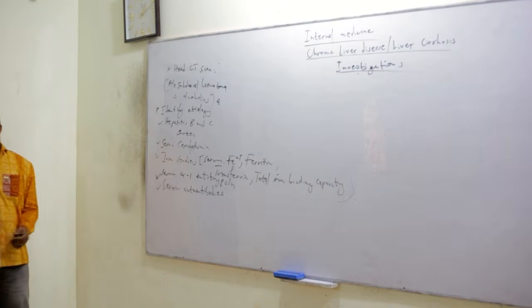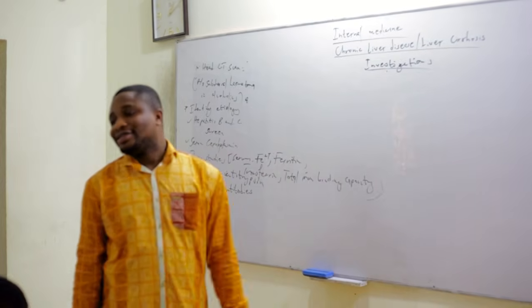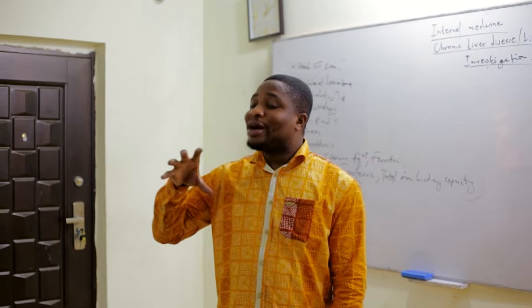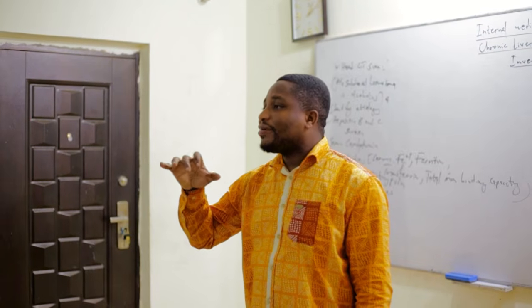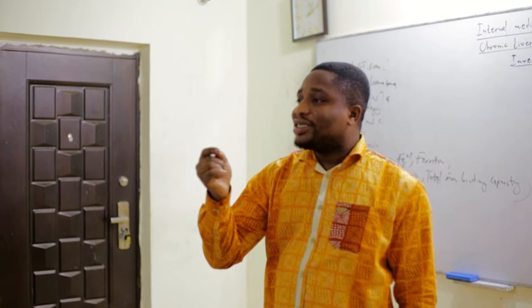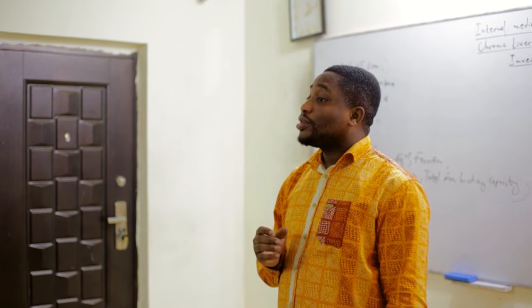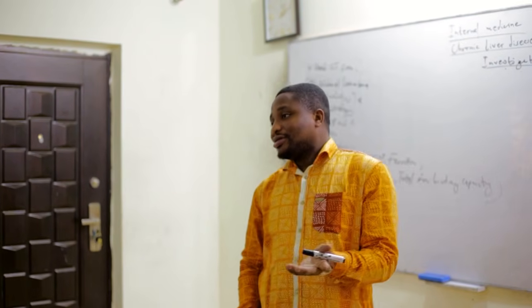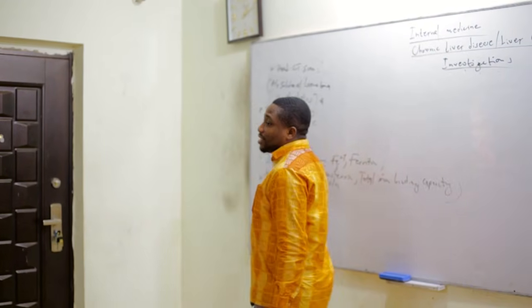For Budd-Chiari, we will have to do what? An ultrasound scan, because it will help us to see ascites and hepatomegaly. This condition rarely happens. It is a rare condition characterized by a thrombotic or non-thrombotic occlusion of what? Of the hepatic vein. When you say hepatic vein events, can you follow? Alright, that's fine. Let's move on.